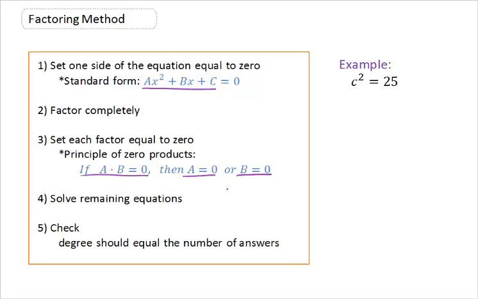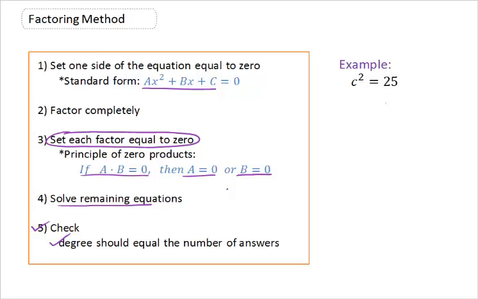So after we factor completely, we set each factor equal to 0 using that principle. At this point, you should be down to linear equations, so you solve those by isolating the variable. And last but not least, we check that we have the correct number of solutions, and we check that each of those solutions work. So I have an example over here.